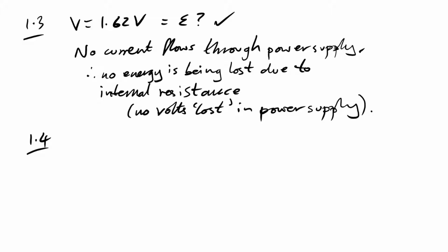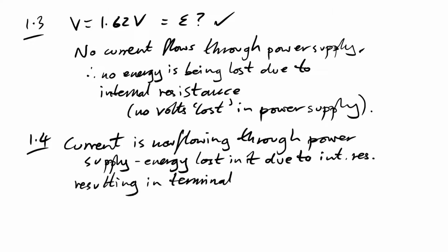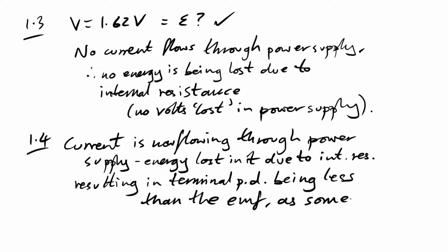1.4. We could have this combination here. Why is V less than 1.62? Well, that's just the opposite of 1.3. I don't really know why they're asking this as well, but there we go, easy marks. Current is now flowing, energy is lost in it due to internal resistance, resulting in terminal PD being less than the EMF. Some volts lost in it. Easy peasy.